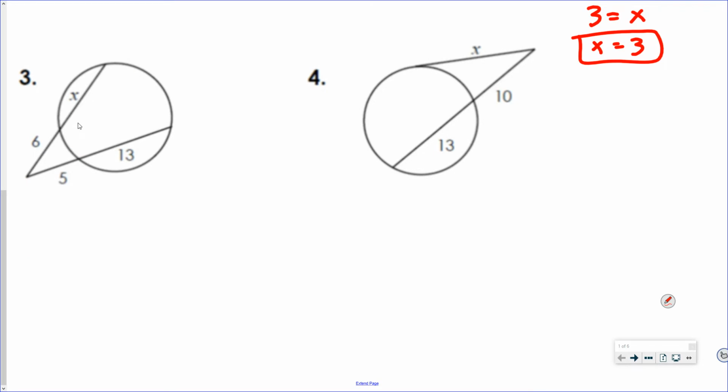All right, now in 3 and 4, I have a couple secant segments. Secant meaning intersecting my circle twice. And in this one, I even have a tangent segment, tangent intersecting once. And these intersect outside the circle. Okay, this rule is different.